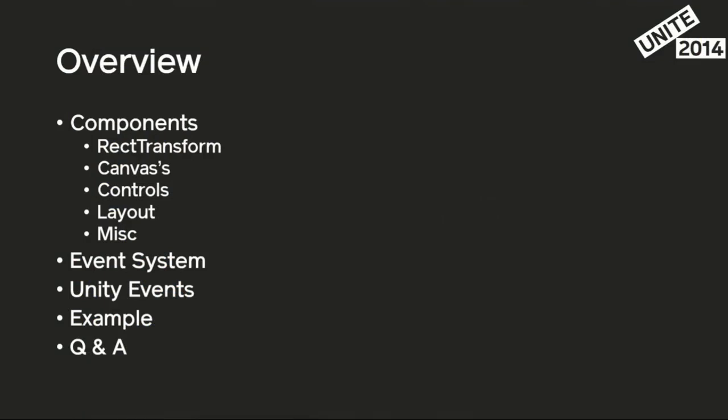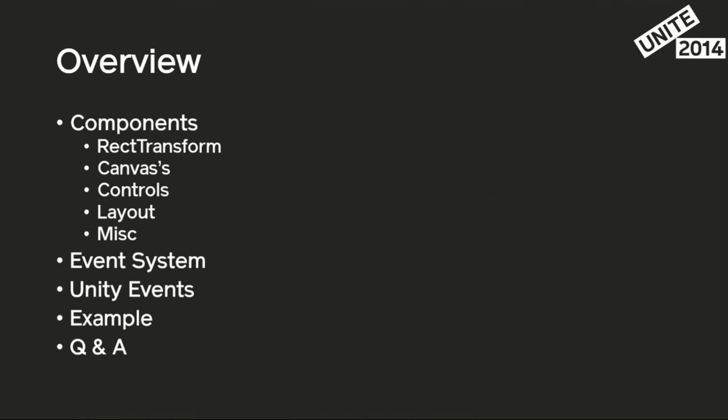So basically, there's a lot of different components that we added in 4.6 to make the GUI work. So I'm going to try to touch on all the different systems. Hopefully, I have time. I'm not exactly sure. But I'm going to start off with the basic components. So our Rect Transforms, the canvas, which draws everything, the different controls that we're shipping with. I'm going to lightly touch on the layout system. And then we have some miscellaneous controls that we've added as well, just as helper functions.